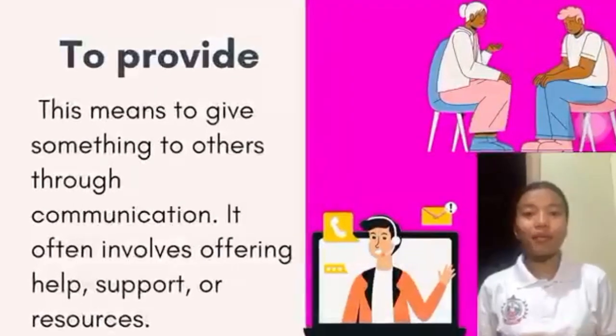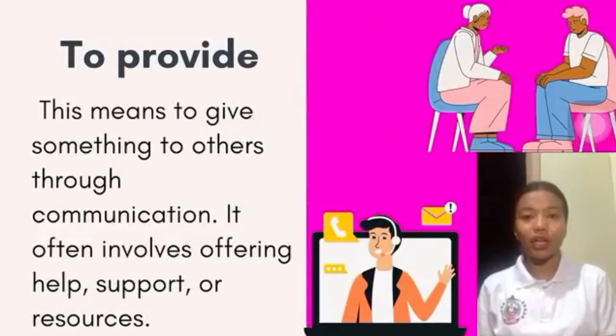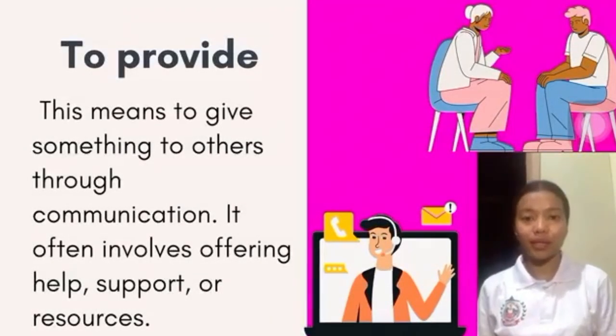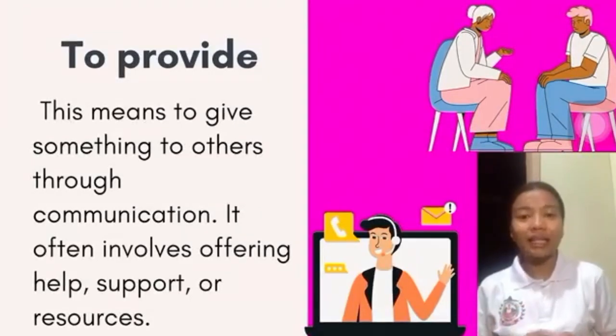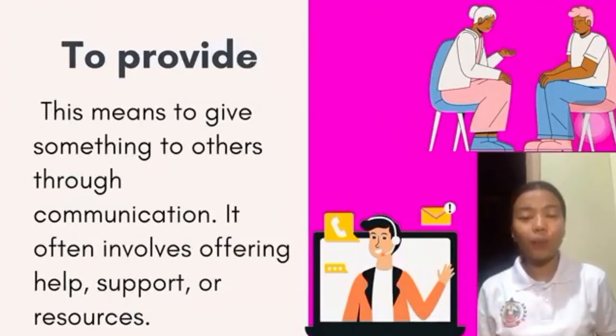Next, we have to provide. This means to give something to others through communication. It often involves offering help, support, and resources. It means to supply or make available facts, details, or knowledge to someone. It involves sharing what you know or have learned with others.